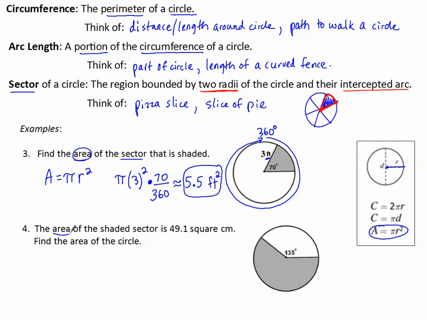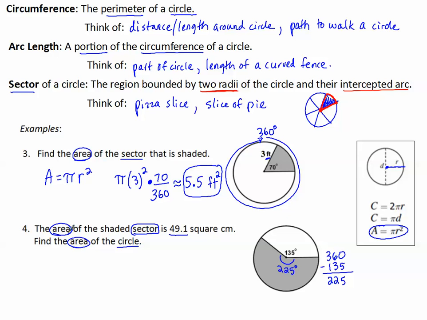Number 4, the area of the shaded sector is 49.1 square centimeters. Find the area of the circle. So we're given the area of just this shaded part. Now notice first of all that the 135-degree angle is given for the white part, the unshaded part. So let's first find out how many degrees is the shaded part, because that's usually what we need. So 360 is the entire way, minus 135. 225. 225 degrees is that shaded portion.